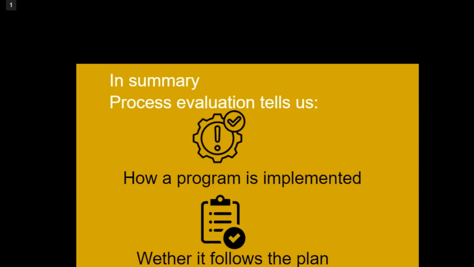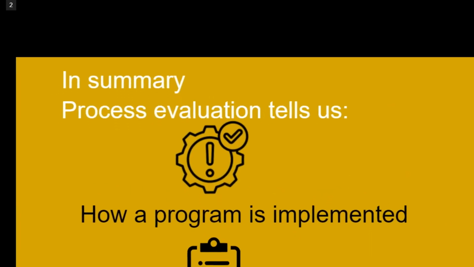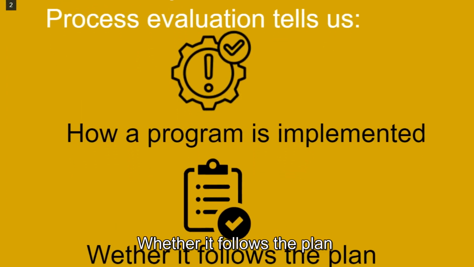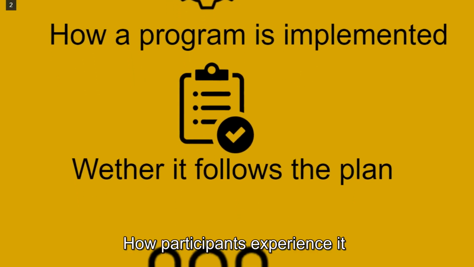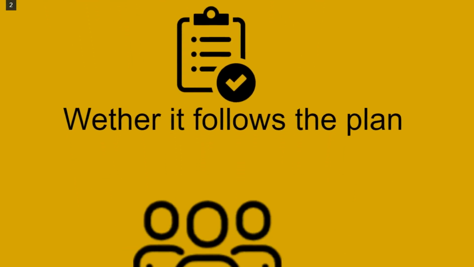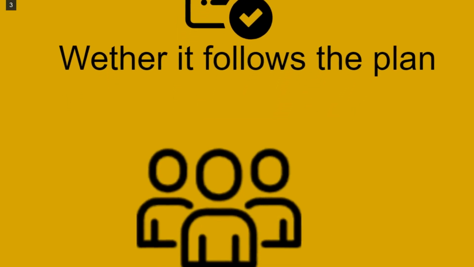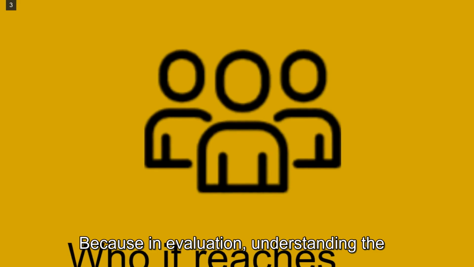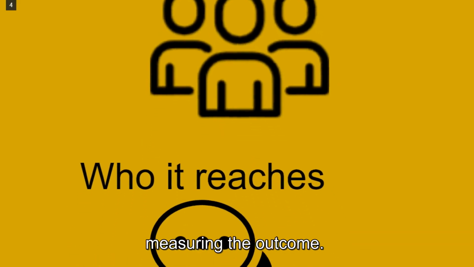Let's summarize. Process evaluation tells us how a program is implemented, whether it follows the plan, who it reaches, and how participants experience it. It answers not only did it work, but also what actually happened. Because in evaluation, understanding the process is just as important as measuring the outcome.